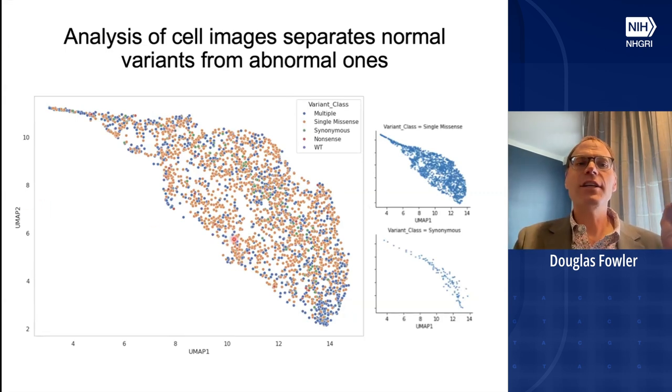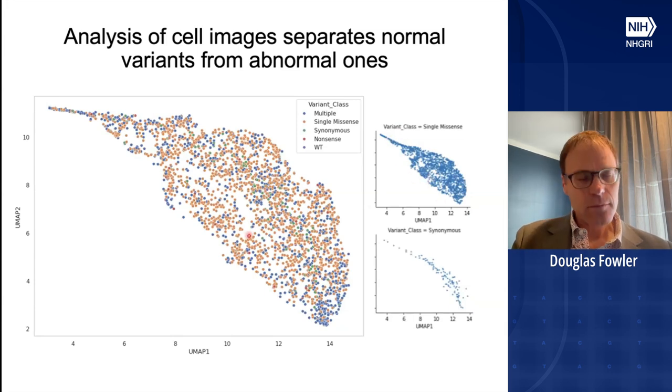Each point here is a variant, and the further a variant is from another variant in this representation, the more different their images are. So the more different they look. What you can see is that the synonymous variants, which don't change the protein sequence and thus don't have an effect on the cells, occupy this restricted space, this arc in the UMAP, whereas all the missense variants spread out across a much bigger space.